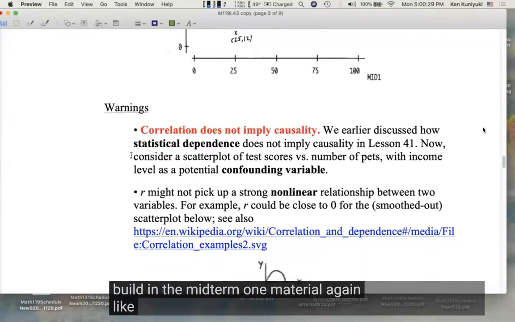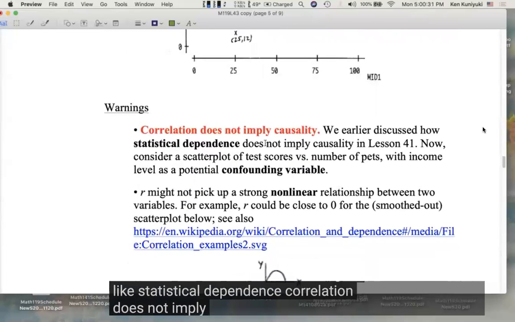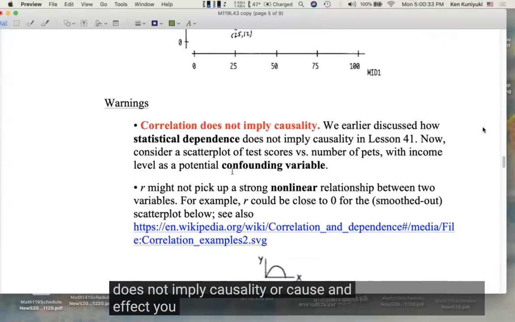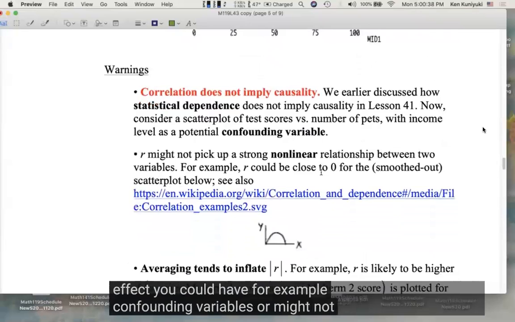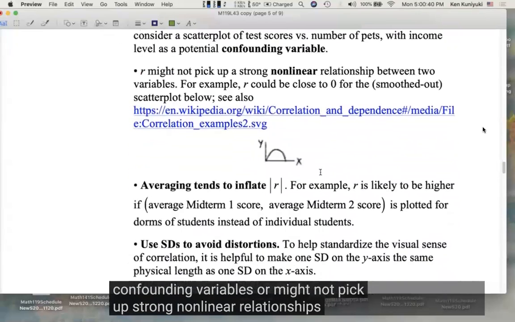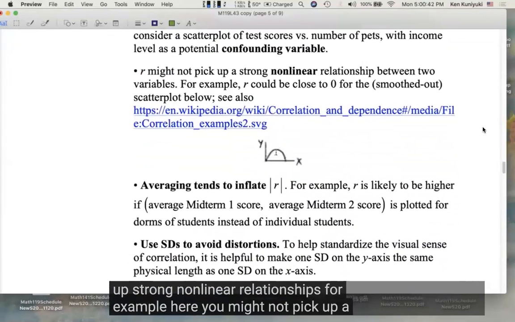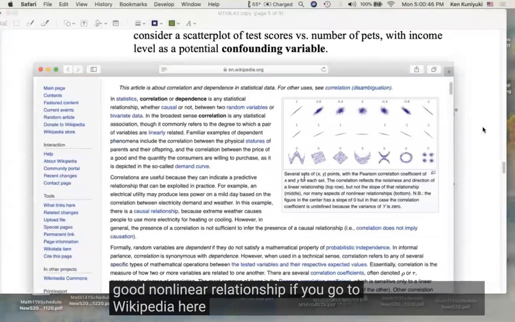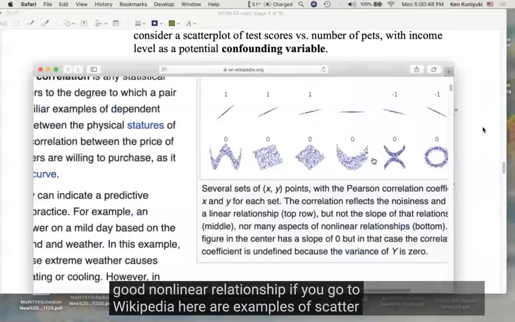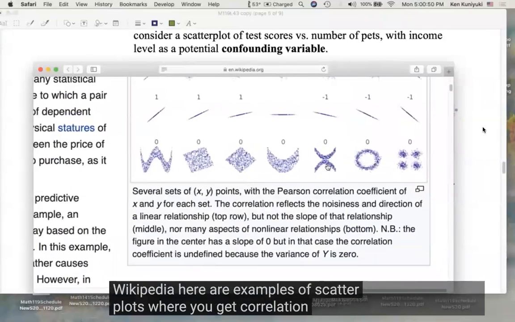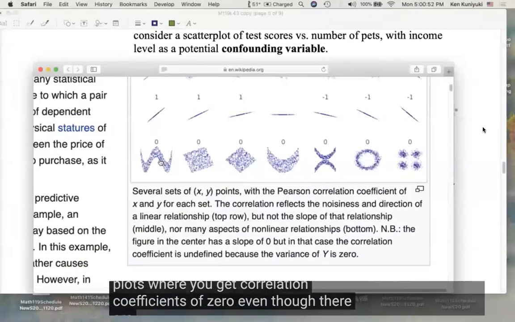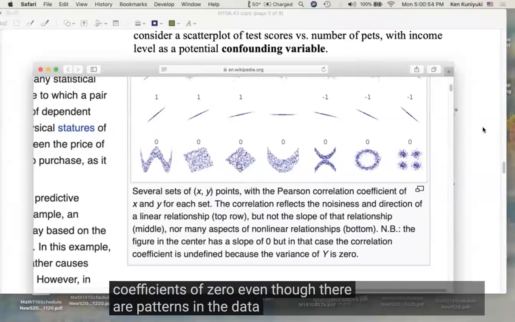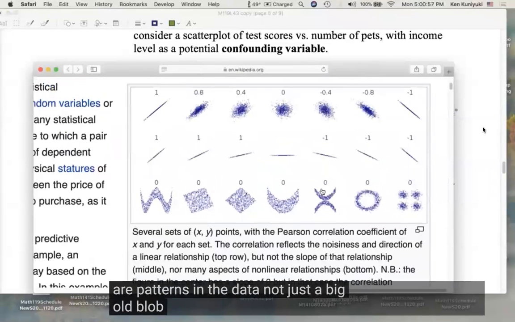Again, like statistical dependence, correlation does not imply causality or cause and effect. You could have, for example, confounding variables. R might not pick up strong nonlinear relationships. For example, here, you might not pick up a good nonlinear relationship. If you go to Wikipedia, here are examples of scatter plots where you get correlation coefficients of 0, even though there are patterns in the data, not just a big old blob.